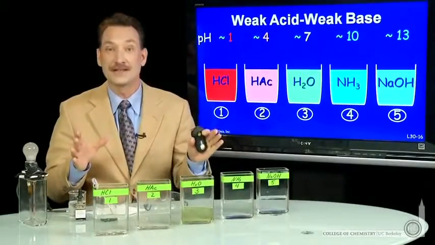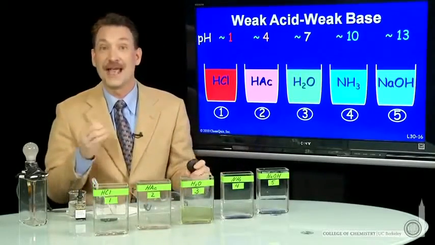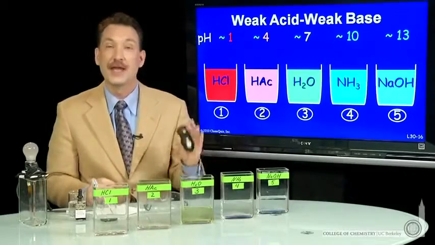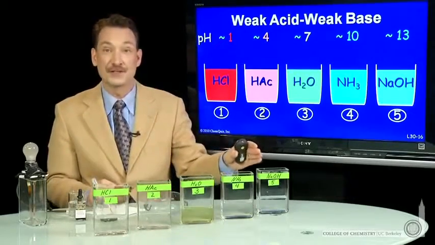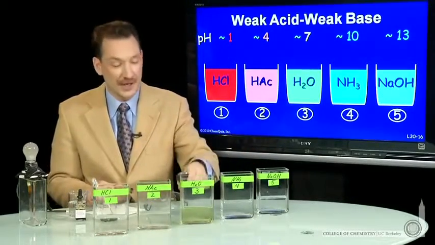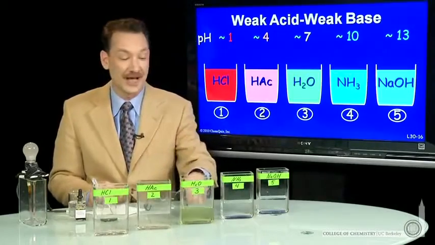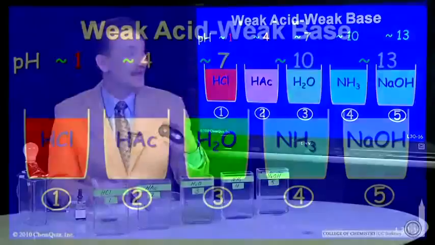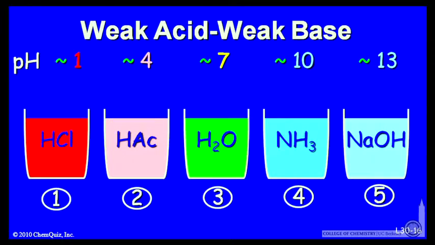Let's look at weak acid, weak base, strong acid, and strong base solutions. Here I've prepared 5 solutions, one of them just plain water, and I've put a little indicator in it so it has a slightly yellow color. But let's look at some HCl, strong acid, acetic acid, a weak acid, ammonia, weak base, and sodium hydroxide, strong base, all at about 0.1 molar concentration.